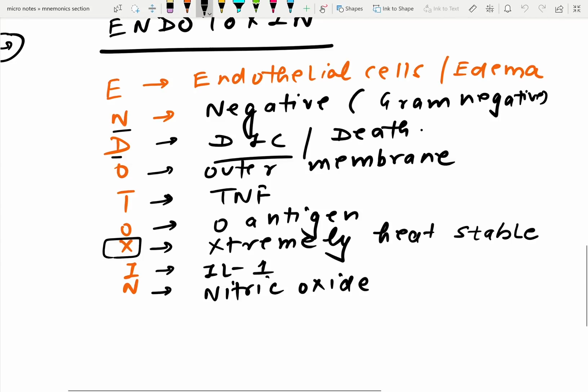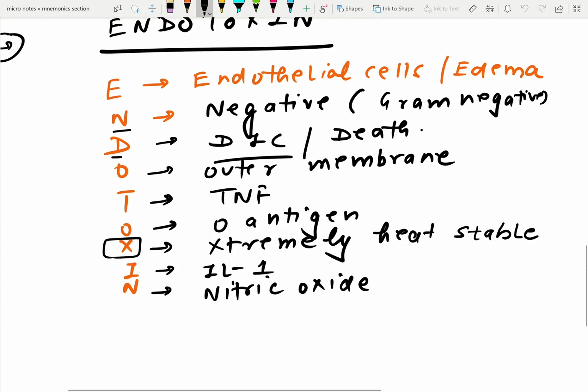Okay, D is it leads to DIC, even death can also happen. Association with outer membrane. Okay, T is tumor necrosis factor. O is O antigen, it associates with the lipid, if you remember. Okay, X is extremely heat stable. I is interleukin 1, and N is nitric oxide. Okay, so they associate with this endotoxic action or endotoxin. Fine. So remember all these stuffs.